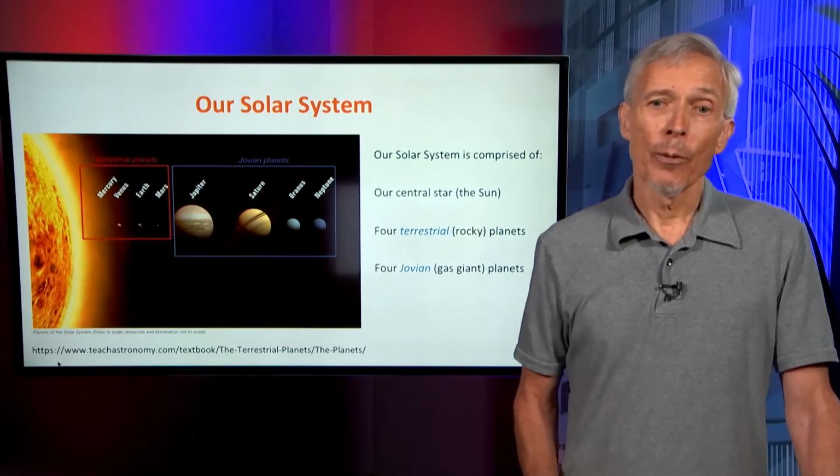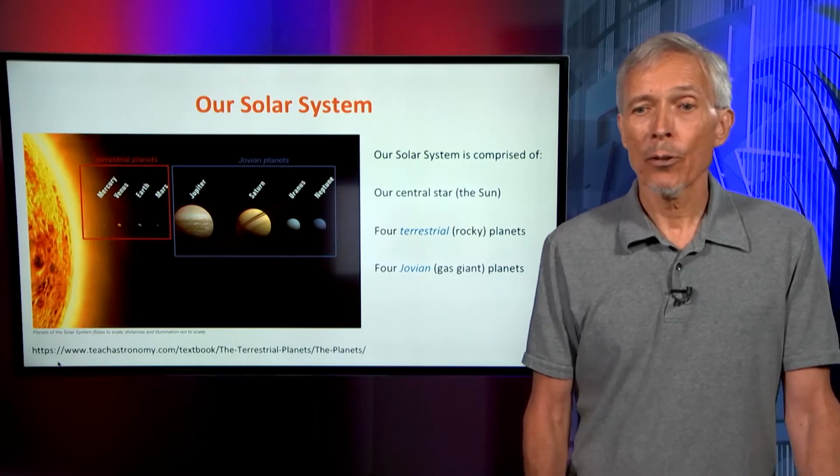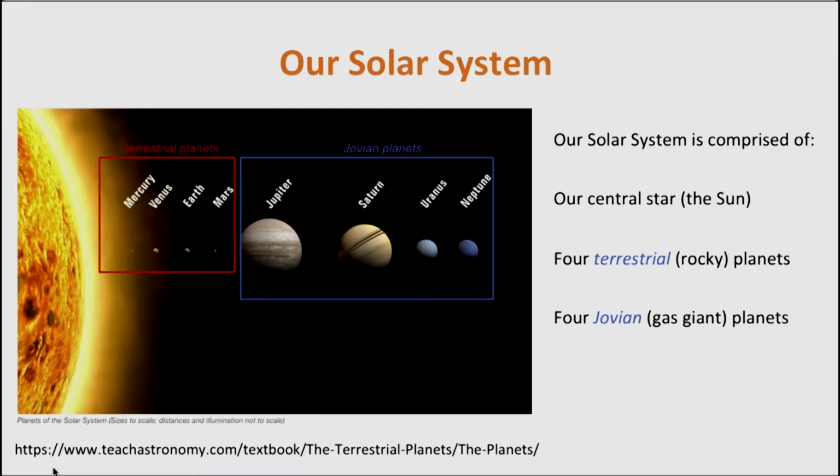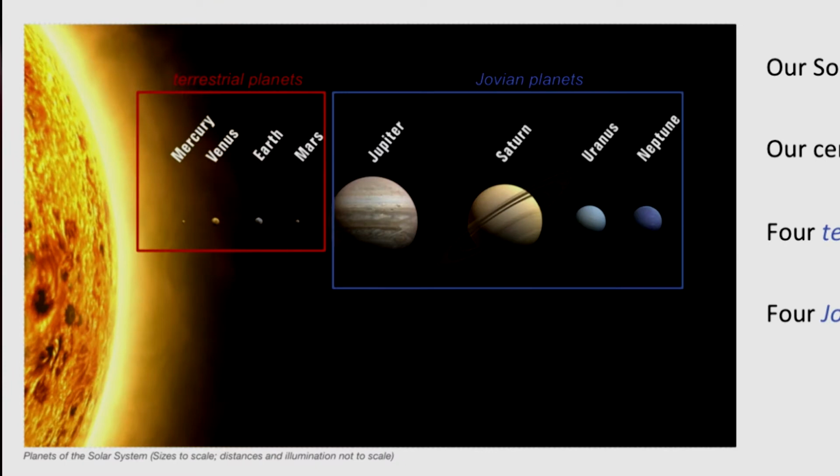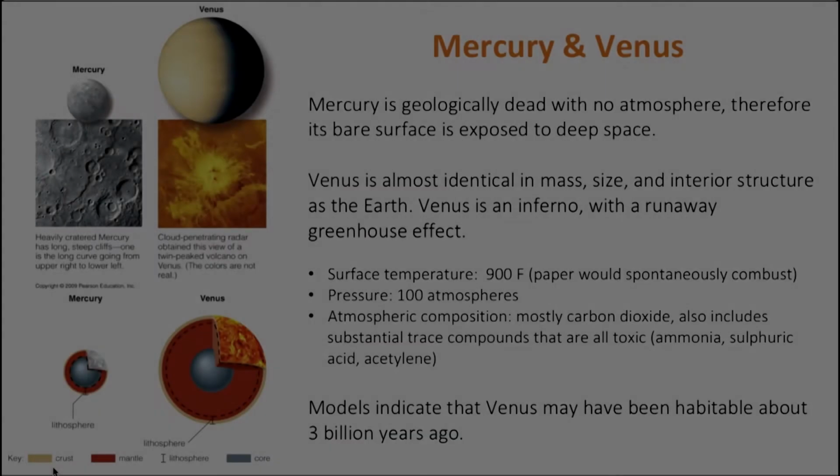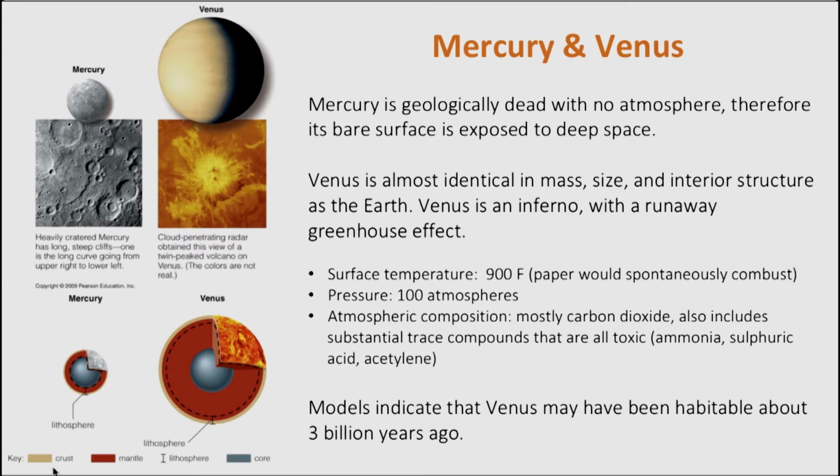In broad brush terms, our solar system is composed of the central star, the Sun, comprising 99.9% or more of all the material, and composed almost entirely of hydrogen and helium, the 4 terrestrial or rocky planets, and the 4 Jovian or gas giant planets. And there is quite a segregation in properties between these two classes of planets that we believe is associated with their process of formation. Starting on the inside, we have Mercury and Venus.